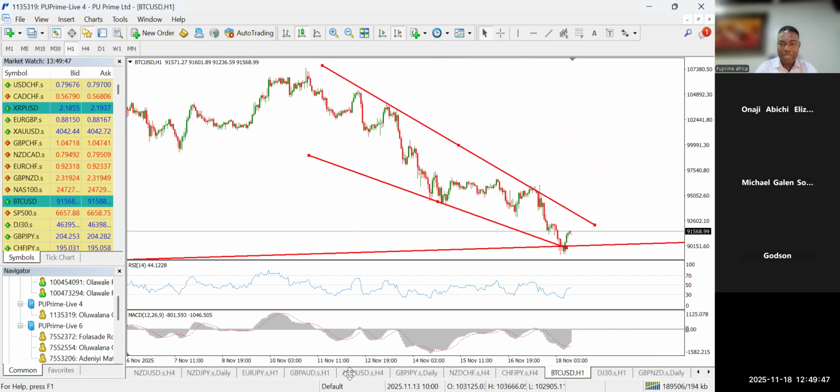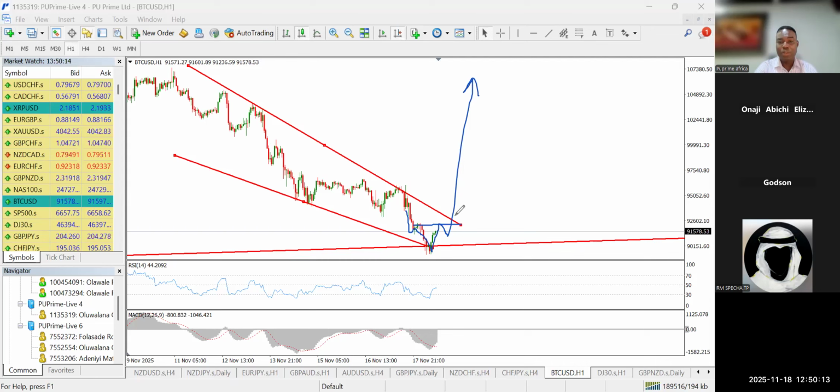Now, what I'm anticipating here is potentially an inverse head and shoulders and a breakout to the upside. If this happens just as analyzed, or if it just outrightly breaks out to the upside and breaks above this trend line with RSI clearly above 50, you can take a buy on BTC USD. So we remain bullish on the BTC USD.